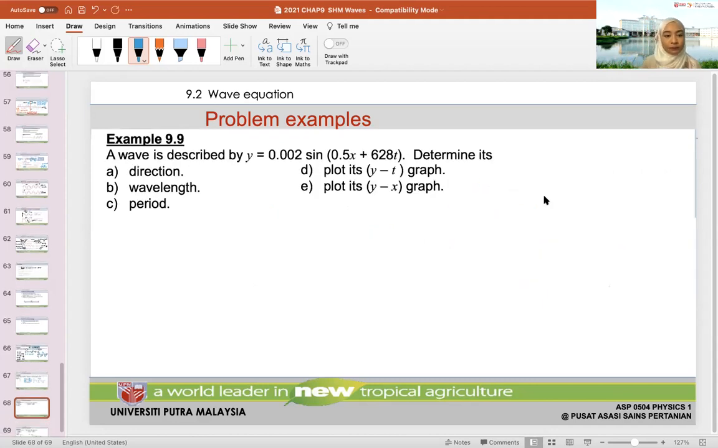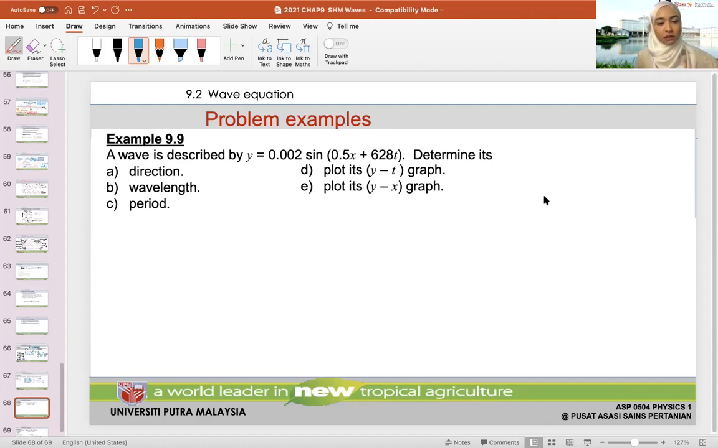Okay, next one. Does anyone have any question? Was that okay? Y versus X? Just one more example and then we're done. Any questions? No? Okay, I'm gonna continue.